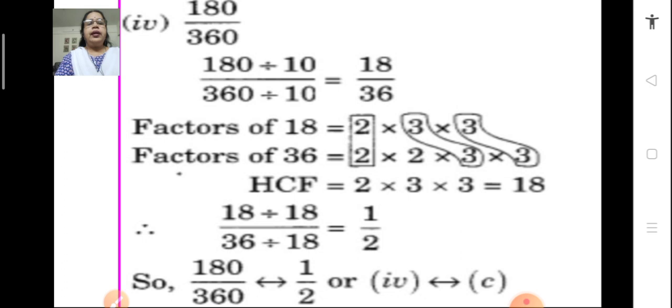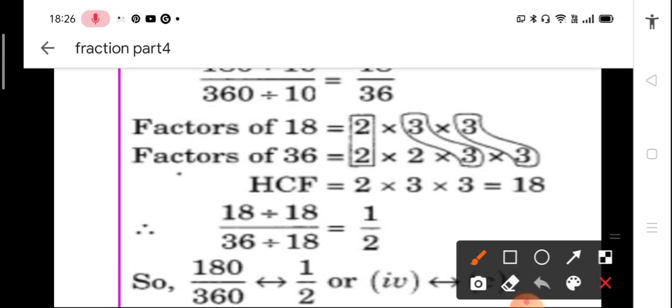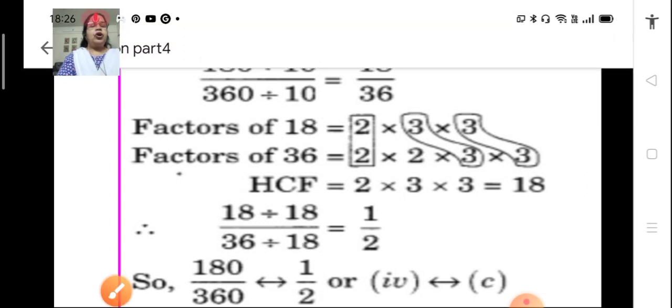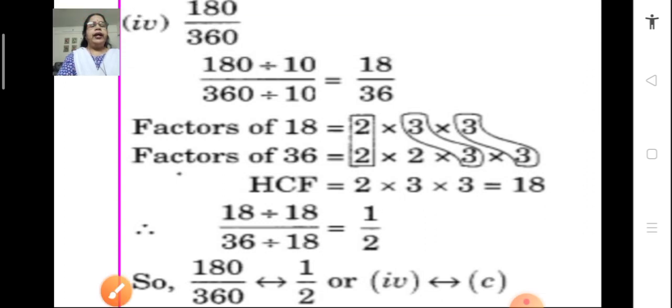Fourth one, 180 upon 360. So when we divide both of them by 10, what do we get? We get 18 upon 36. Now the HCF of 18 and 36 is 2 into 3 into 3, that means 18. And dividing both the numerator and denominator by 18, what do we get? We get 1 upon 2. So 180 upon 360 is equivalent to 1 upon 2, for 4. Which option comes for 4? It comes C. C is 1 upon 2.